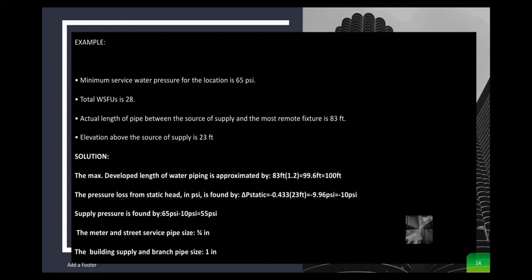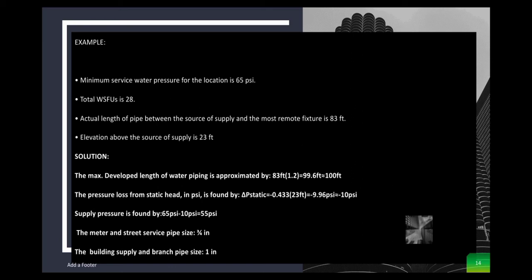And then, step 3 is to calculate the maximum length of the water pipe. So, we have here 83 feet actual length of pipe. Imumultiply lang natin siya sa 1.2 based dun sa step 3. And then, makakakuha na tayo ng 99.6 feet, which is approximately 100 feet.